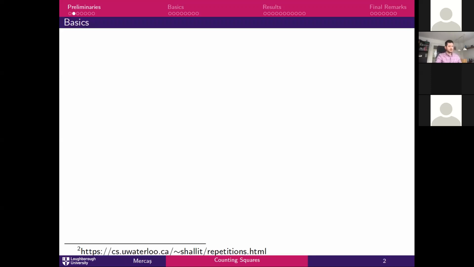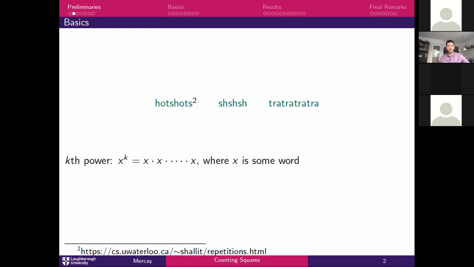In terms of basics, I have to explain what a repetition is, right? Using Jeff Shallit's website, you can find a lot of examples of repetitions. Hotshots is an example of a square, since you have hots followed by hots. Then there is an example of a cube, so a 3-repetition, and a 4-repetition too. In general, a kth repetition is just k occurrences of the same sequence, put one next to the other. It's quite easy to understand.